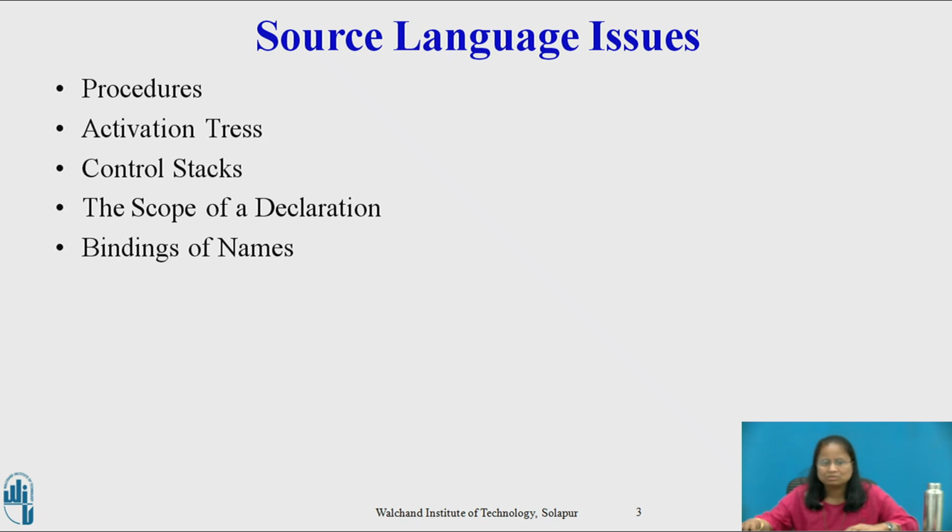One of the primary responsibilities of the runtime system is to manage activation of procedure. Each execution of a procedure is an activation of procedure. If a procedure is recursive, several activations may be alive at the same time. So in this section, we discuss various source language issues which are procedure, activation trees, control stack, the scope of declaration and bindings of name.